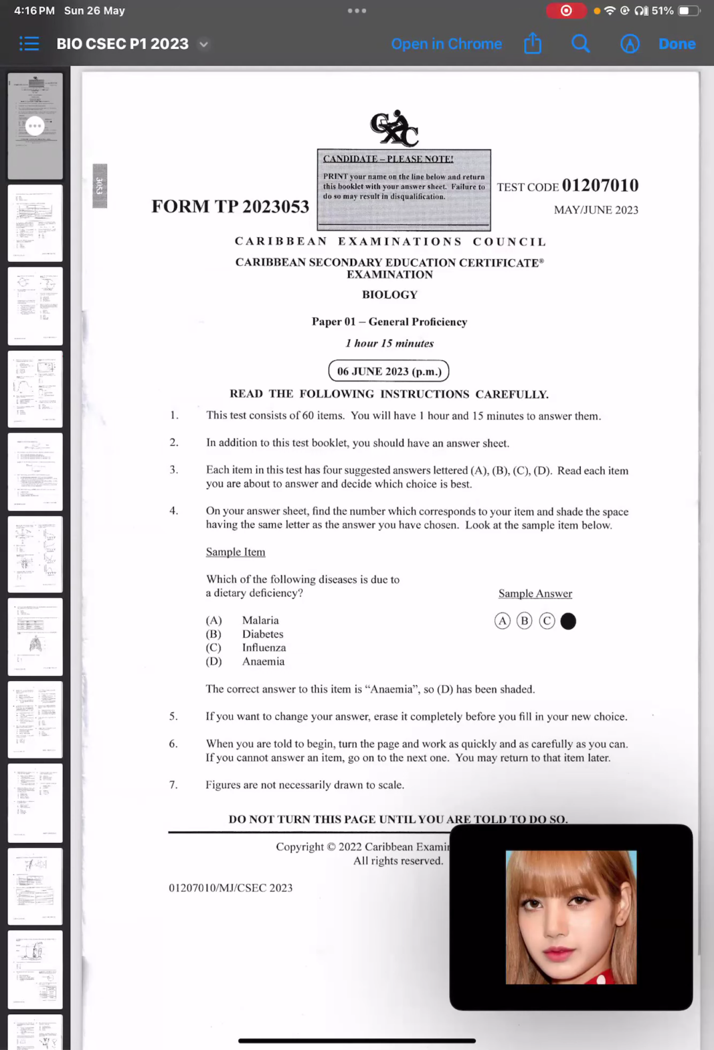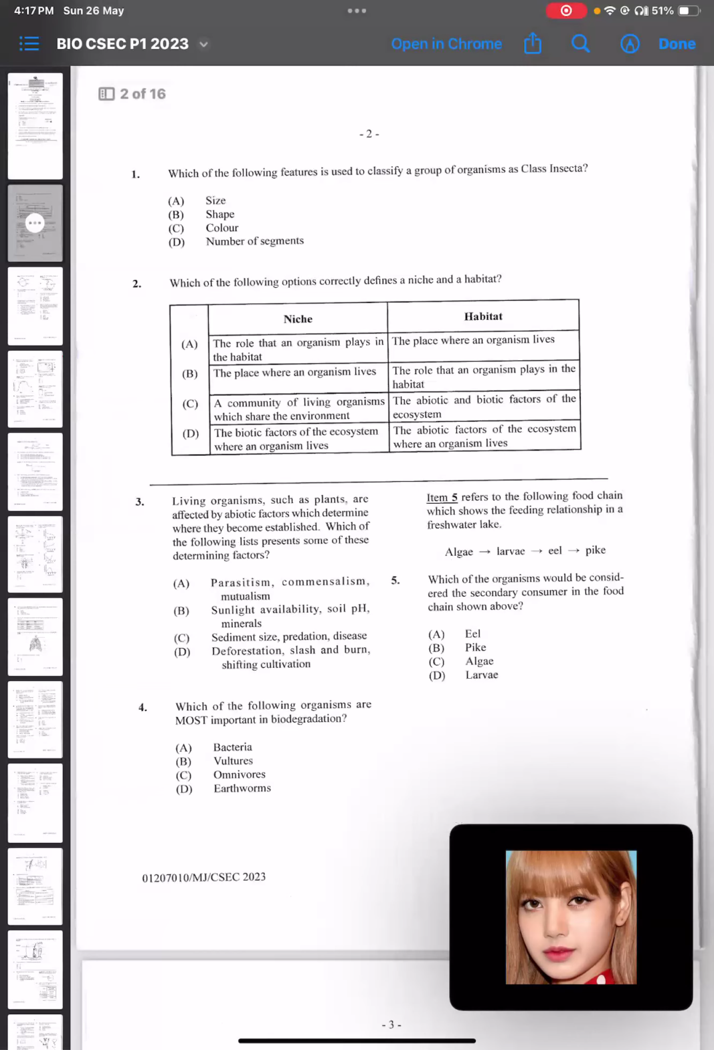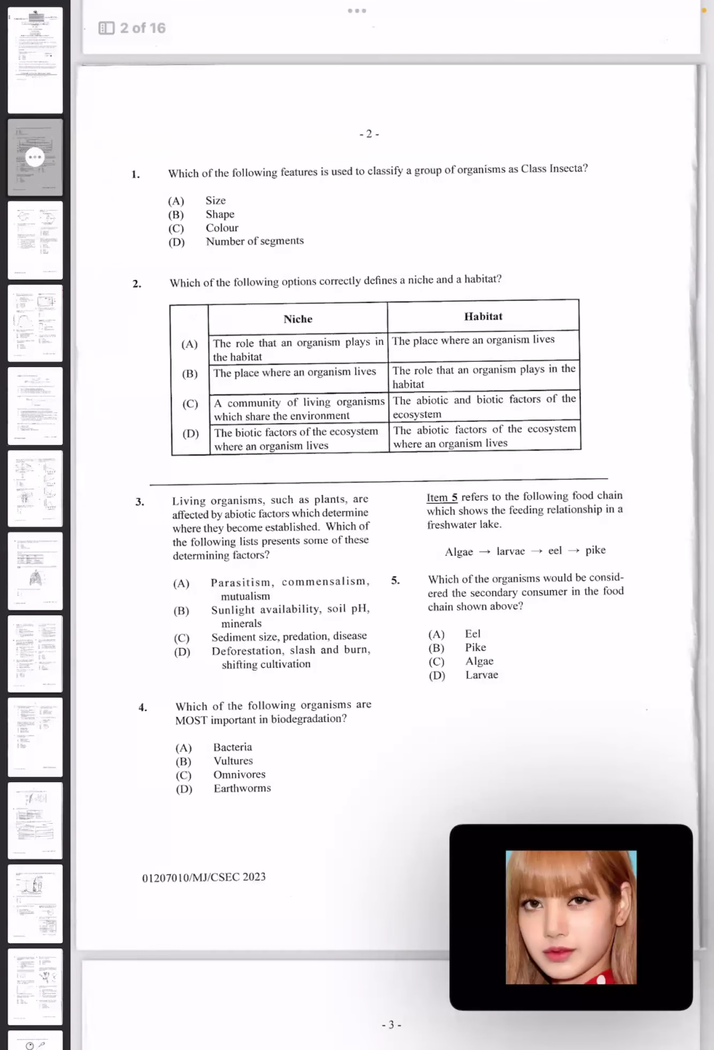Okay. So again, this is the 2023 paper. You get one hour fifteen minutes to do it. I'm sure this is not the first paper one that you guys are doing. I believe it was last week. So we can try to see how fast we can get through this. Obviously, no homework, but try to select the best answer.